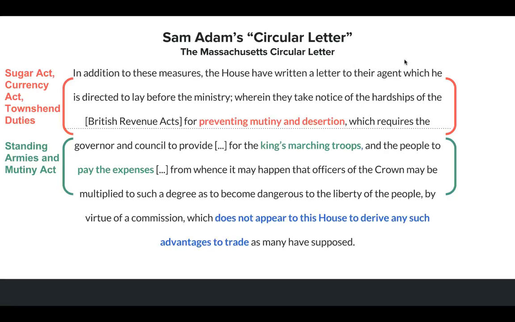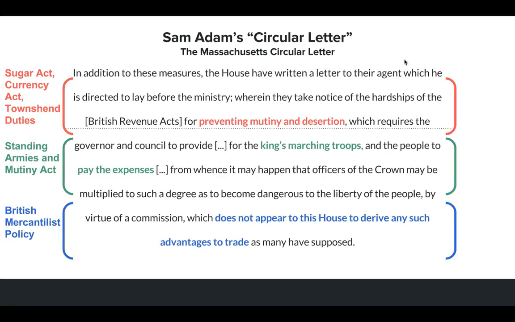And so this is one of the key problems for Sam Adams and for so many Americans: the fact that the king's standing armies or his marching troops are in America, and they're forever surveying and policing what the Americans are doing. And whilst they do that, the Americans actually have to pay for them to be there.